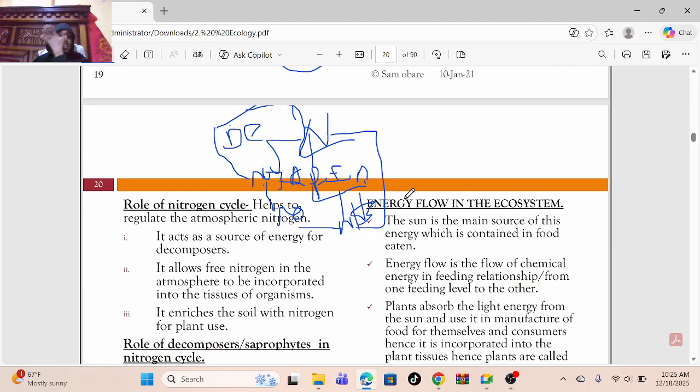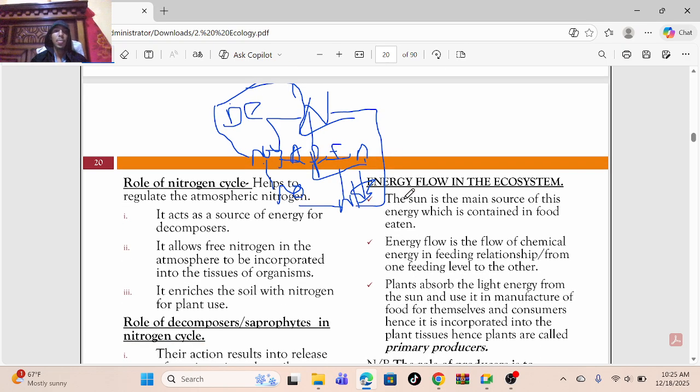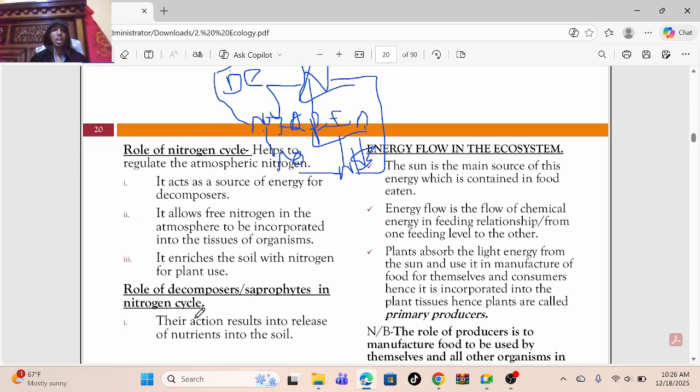What is the role of the nitrogen cycle? Number one, it helps to regulate the atmospheric nitrogen. It acts as a source of energy for decomposers. Number two, it allows free nitrogen in the atmosphere to be incorporated into the tissues of organisms. Also, it enriches the soil with nitrogen for plant use. These are all the roles of the nitrogen cycle.